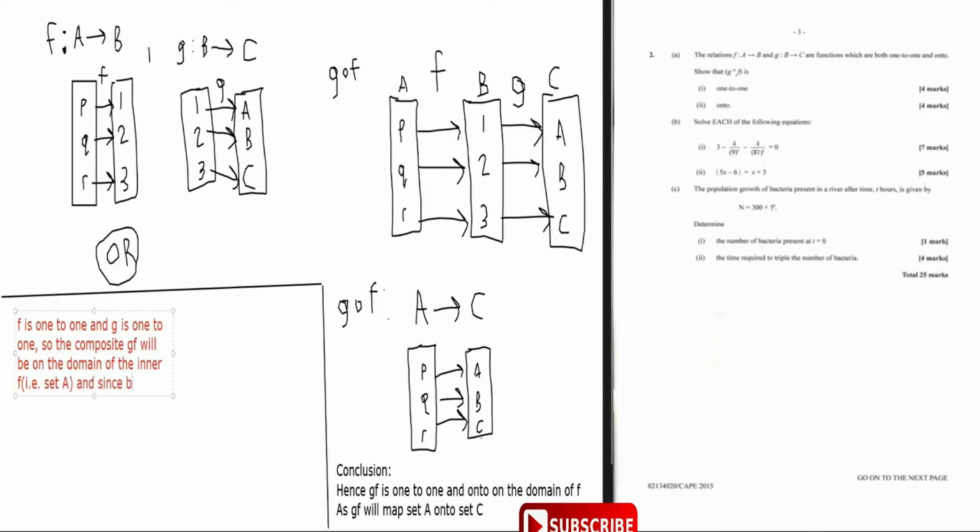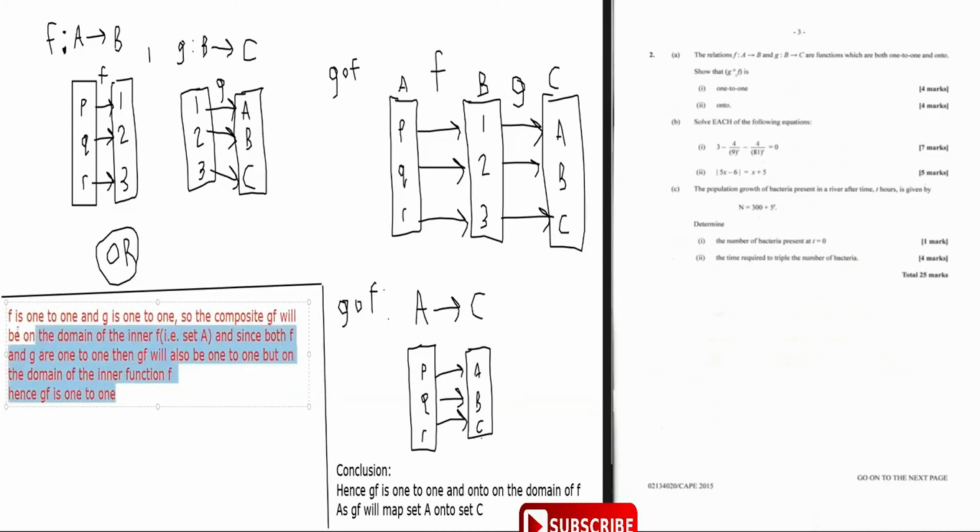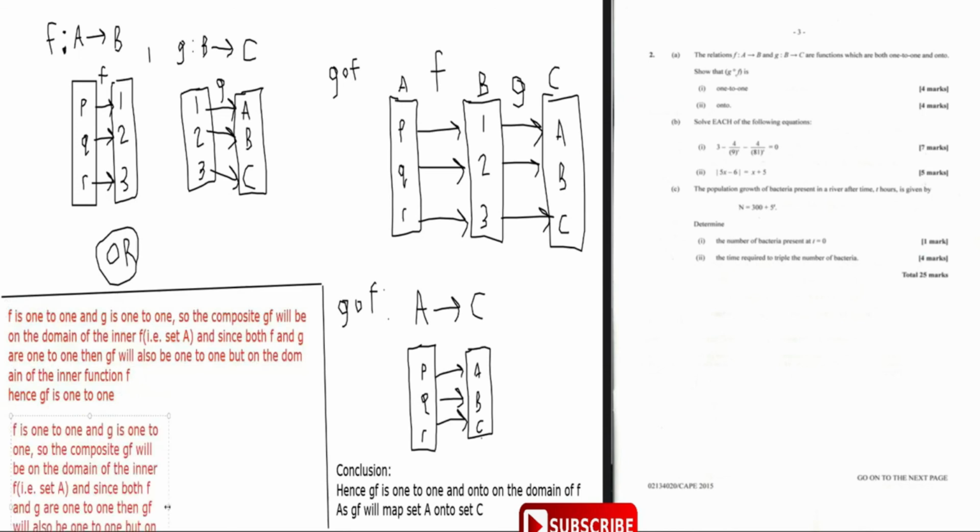And since both F and G are one-to-one, then G of F will also be one-to-one, but on the domain of the inner function F. Hence, G of F is one-to-one. This is if you wanted to show them that you have your functions knowledge, you know what you're talking about. It's always on the domain of the inner function. So you can tell them that. Nice and easy.